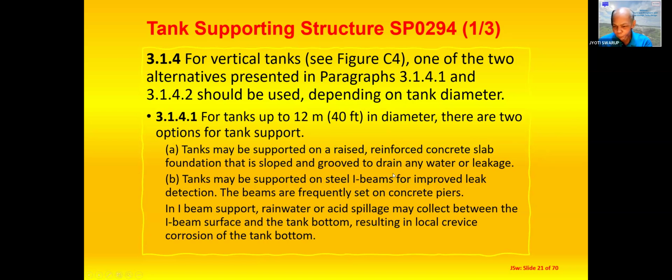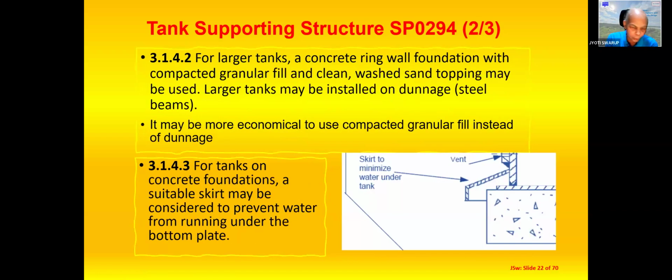Tanks must be supported on a raised, reinforced concrete slab foundation that is sloped and groomed to drain any water or leakage. Tanks may be supported on steel I-beams for improved leak detection, and beams are frequently set on concrete piers. With I-beam support, rainwater or acid spillage may collect between the I-beam surface and tank bottom, resulting in local crevice corrosion of the tank bottom. So these are two things which have to be taken care of.